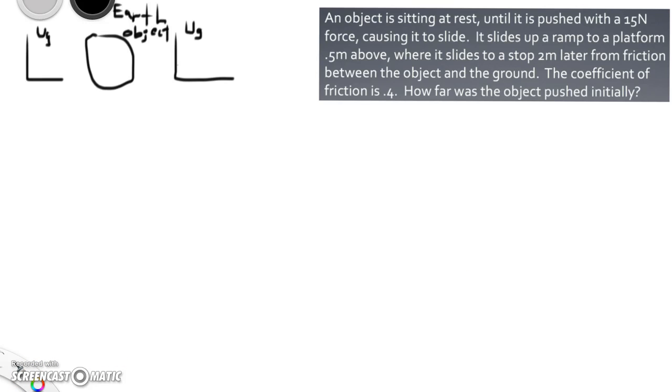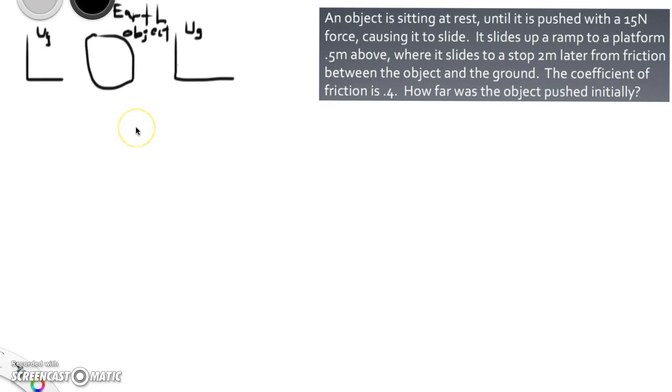Okay, we're going to look at a slightly more complicated situation now. We have an object that's at rest. It gets pushed with a 15 Newton force, causing it to slide. It will slide up a ramp to a platform that's 0.5 meters higher than it started, where it's going to slide to a stop 2 meters later from friction between the object and the ground. If there's a coefficient of friction of 0.4, the question is, how far was that object pushed initially?